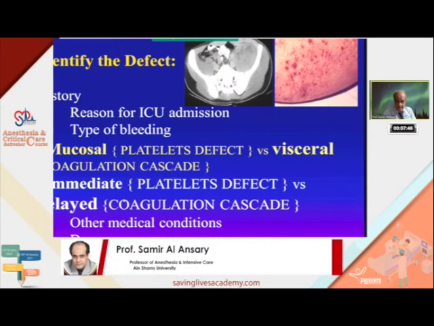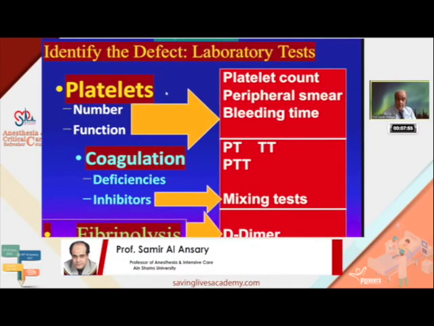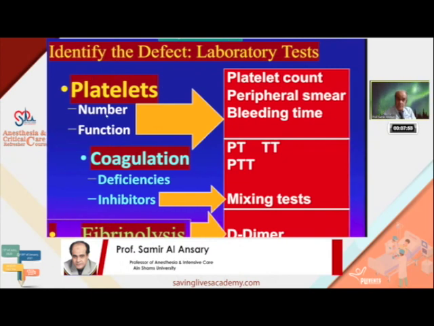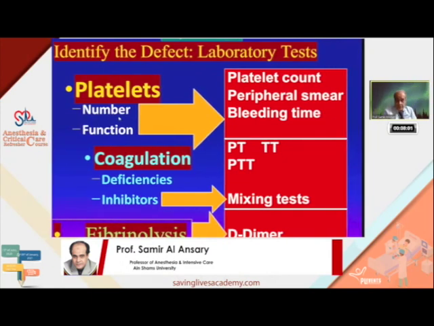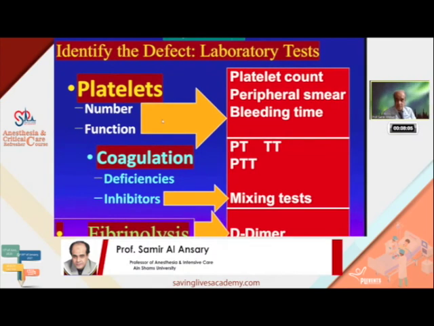Many drugs in our ICU cause some sort of thrombocytopenia. Identify the defect in your platelets through lab investigations. You have to differentiate between thrombocytopenia and thrombasthenia, where the number may be normal but the platelets are not functioning well. Dysfunction of the platelets causes bleeding and increases the bleeding time. Look at the peripheral smear. Look at the platelet count.